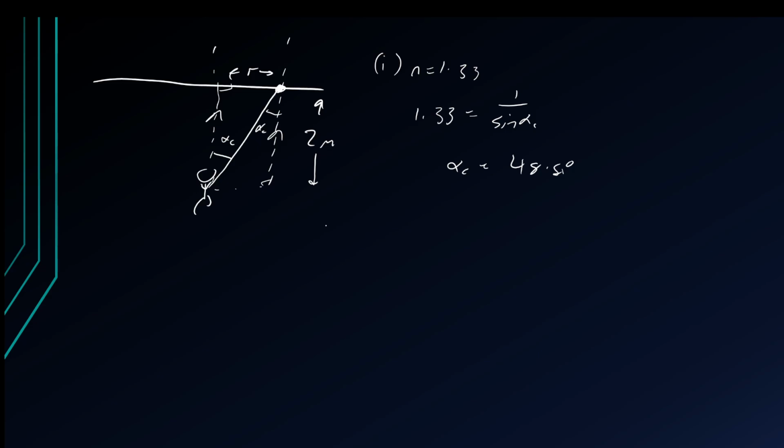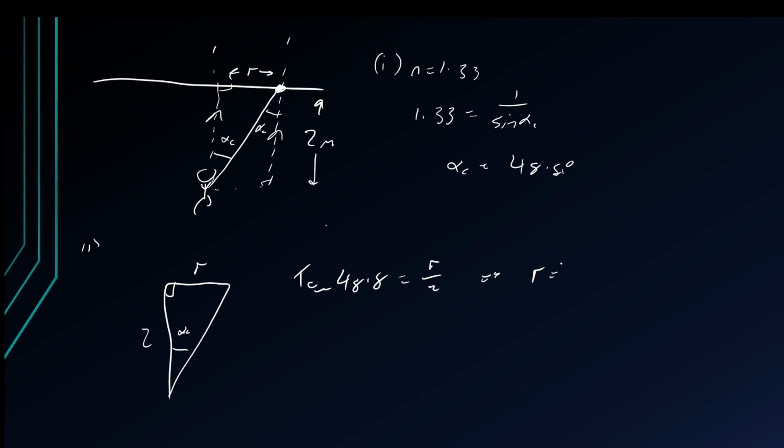Now the radius of the circle formed. If I just draw a little triangle of what's going on here, that there is alpha c. That's the radius, and that's 2. We know what alpha c is. We know it's 48.8. So what we can say is that tan of 48.8 is the opposite over adjacent, so r over 2. So r is just 2 tan 48.8, which is 2.28. So 2.28 meters.